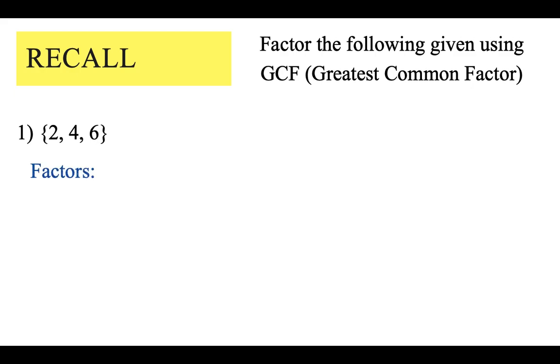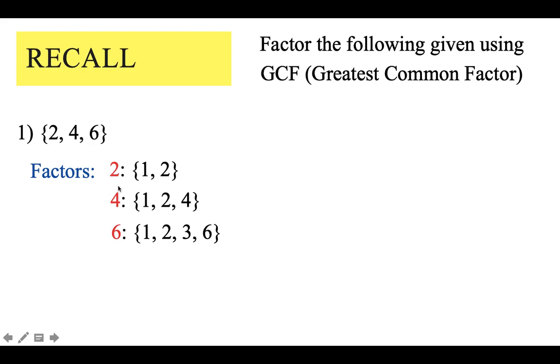So first, lay down the given: 2, 4, and 6. Then write their factors. The factors of 2 are 1 and 2. The factors of 4 are 1, 2, 4. The factors of 6 are 1, 2, 3, 6. Then identify which of these common factors is the greatest. In this case, the common factors are 1 and 2, but the greatest is 2. Therefore, the GCF is 2.